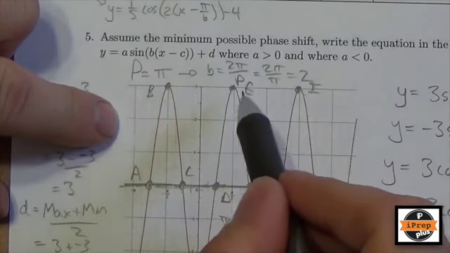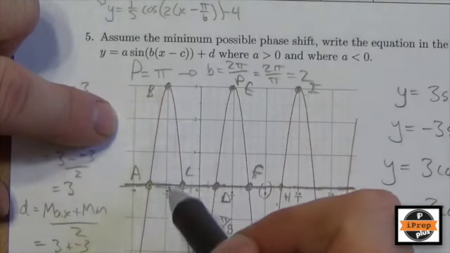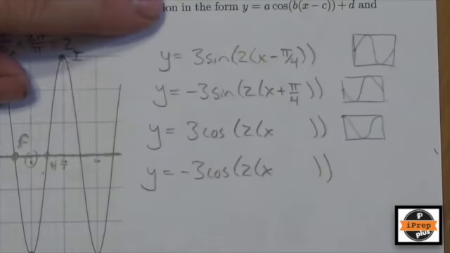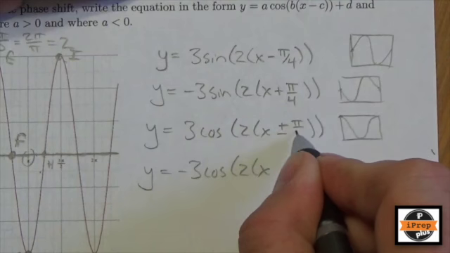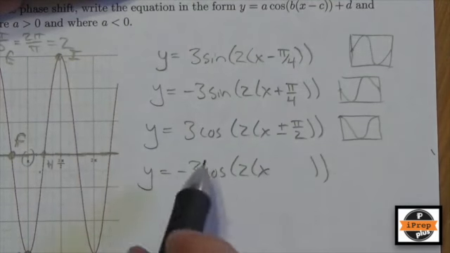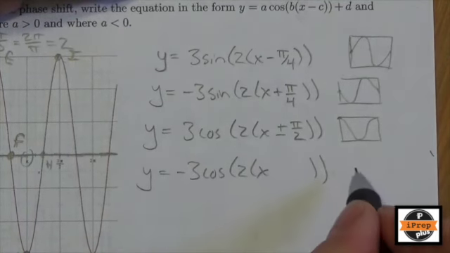And notice that in both cases, I'm going over. I can read this right off. It's pi over 2. So it's either to the left pi over 2 or to the right pi over 2. So either one of those would be correct.